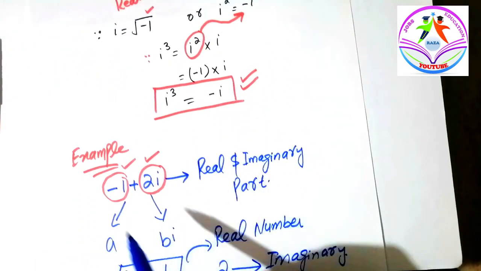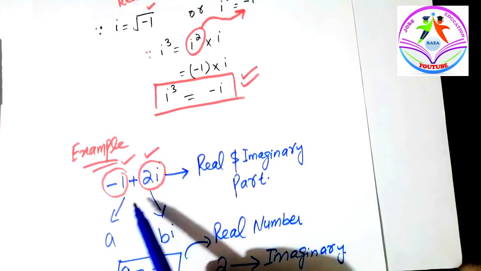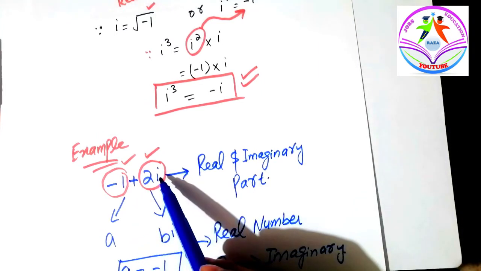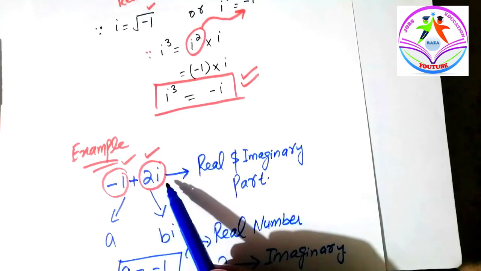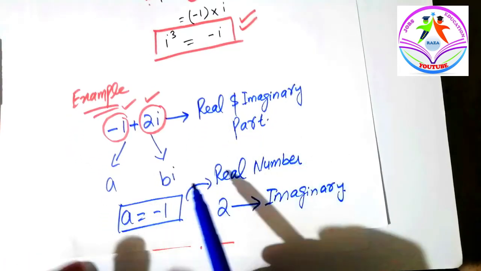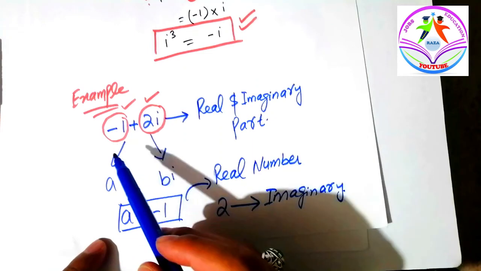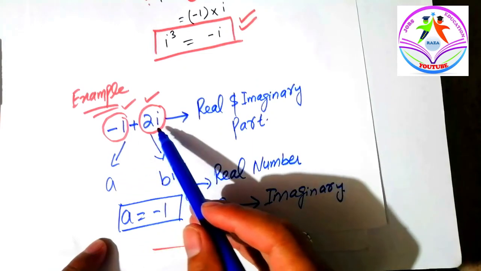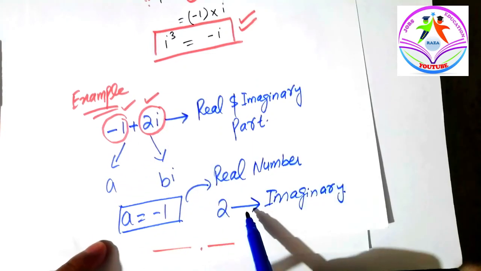So let's move to the example that we discussed before. We have two real numbers. When we see that iota is attached to the real number, it becomes an imaginary number. So we find that a is equal to minus 1, this is a real number, and b is equal to 2, so this is the imaginary number.